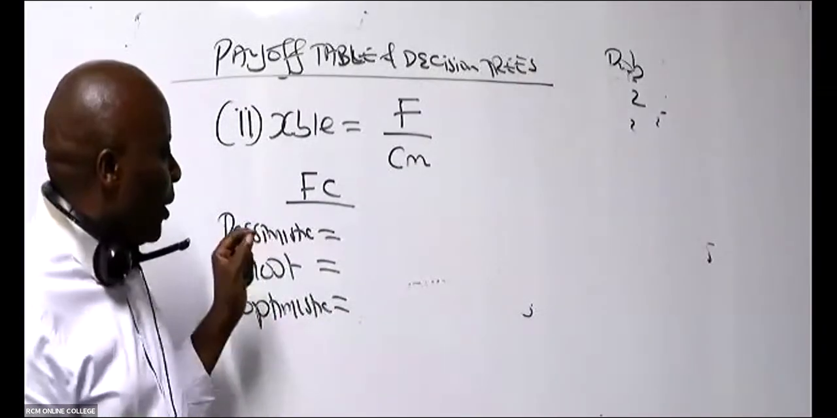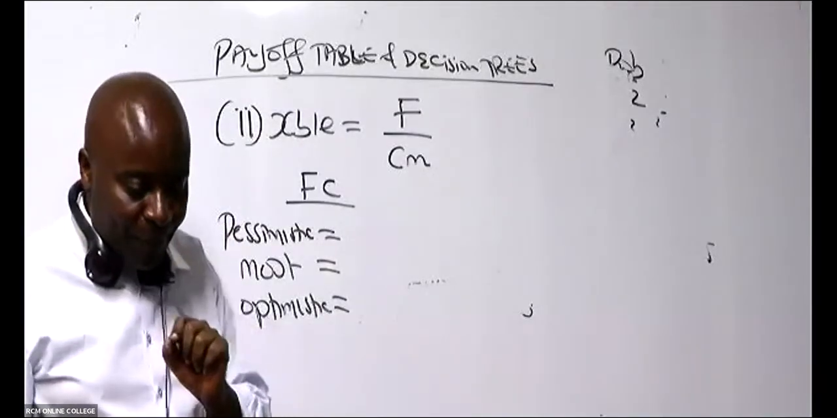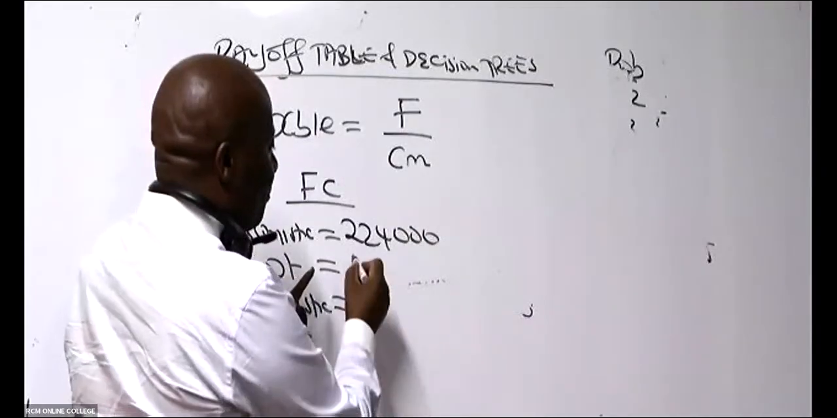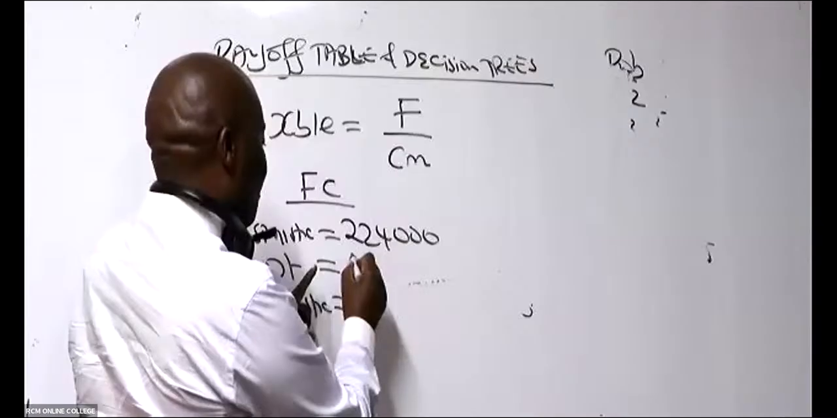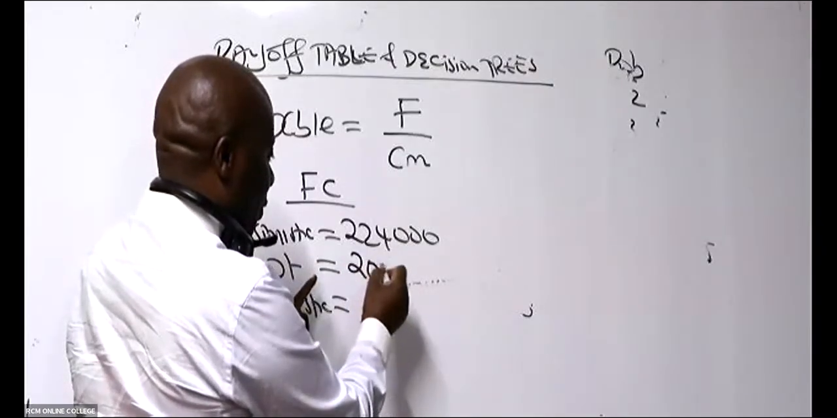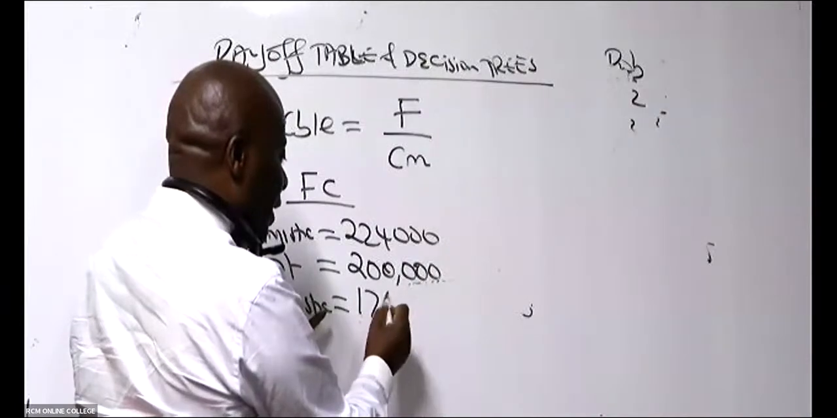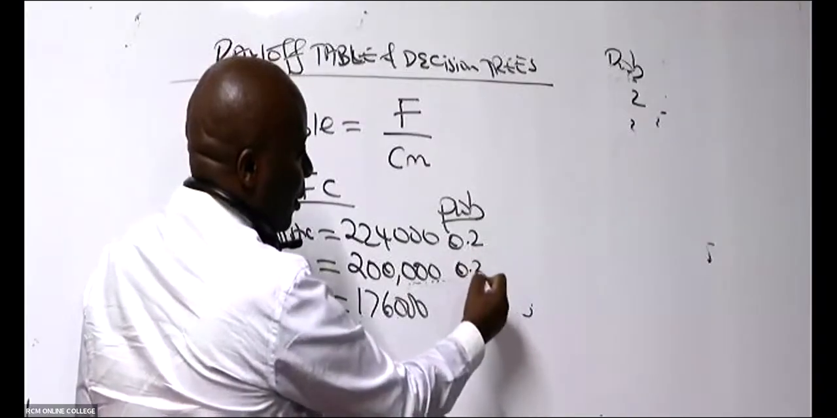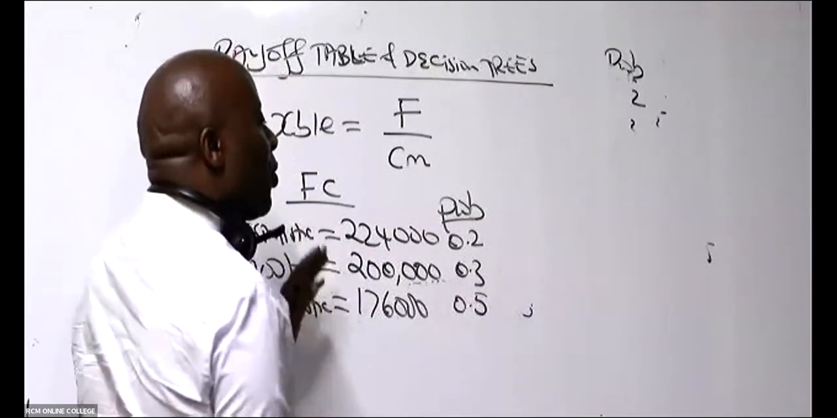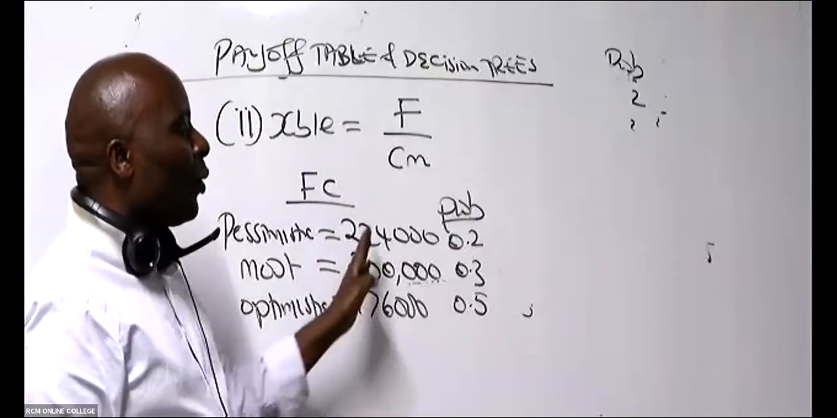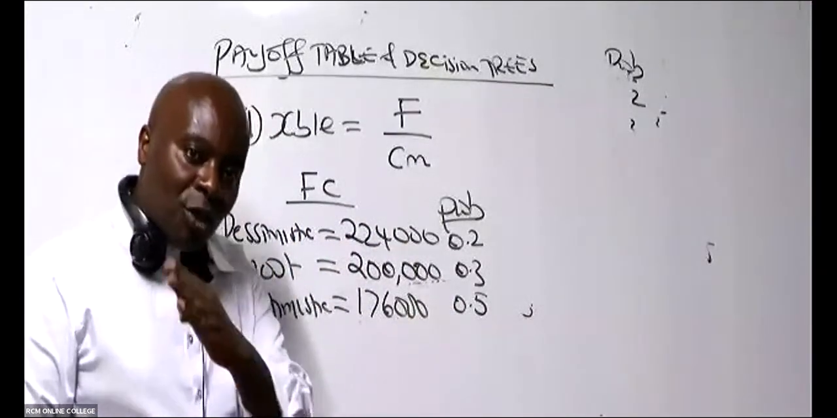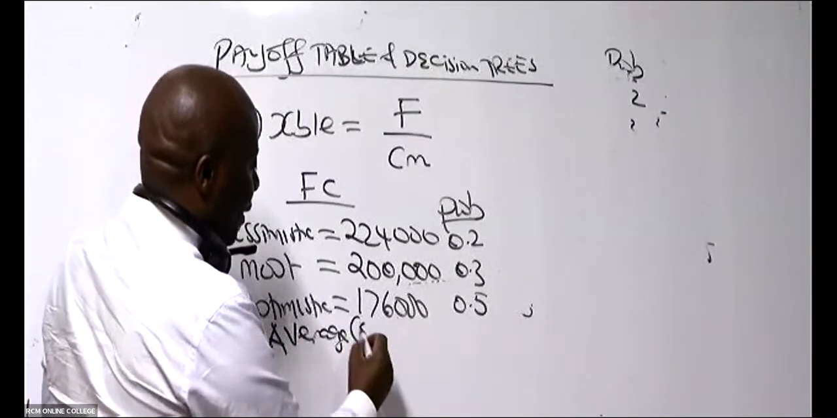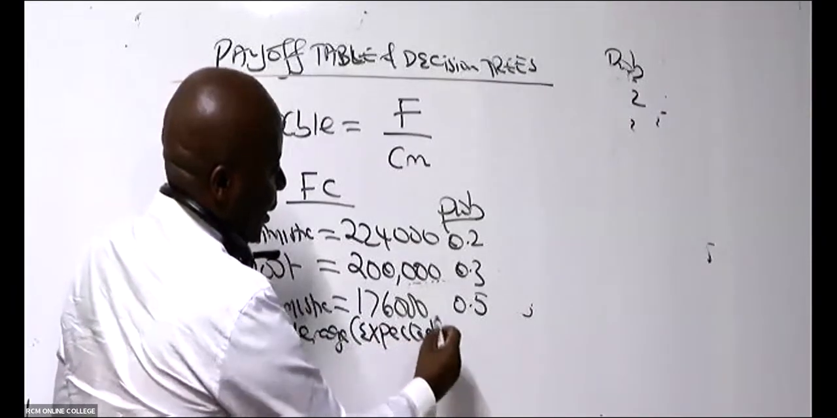The fixed cost for pessimistic, how much do we have there? 224,000. I hope you are able to remember how we got this. And then most likely 200,000. I hope you are able to remember this. This is 176,000. And then we have probabilities, 0.2, 0.3, 0.5. And because we don't know which one will prevail, then we work with what we call an average fixed cost. So give us average, or in this case, expected fixed cost.